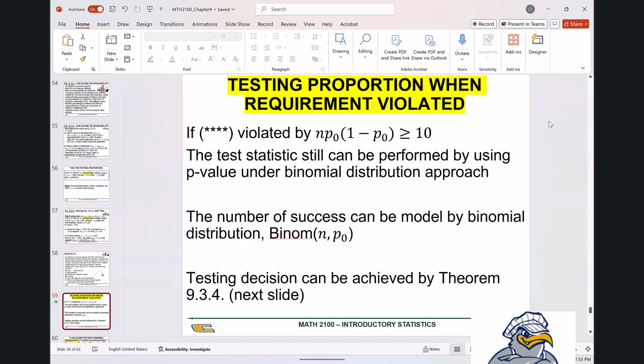But the condition most often violated will be this condition, n times p naught times 1 minus p naught greater than or equal to 10. We need this condition because we want to get a good approximation for the theorem. Okay, so there's some math behind. But basically, what happens if this condition is violated?